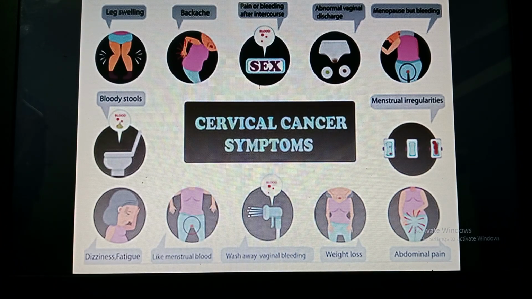So let me see what the signs and symptoms are. You can see there will be plenty of signs and symptoms. Backache, bleeding after intercourse, abdominal pain, vaginal discharge, either with a foul smell or without smell, white in color or bloody, like a red mixed color. Bleeding after menopause also. Menstrual irregularities will be there. Abdominal pain, pelvic pain, weight loss, heavy menstrual bleeding, dizziness, fatigue, blood in the stool, leg swelling. So all these symptoms will be there.